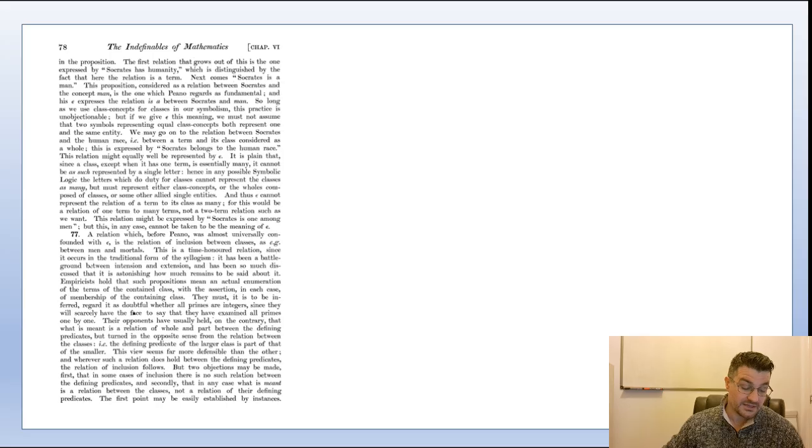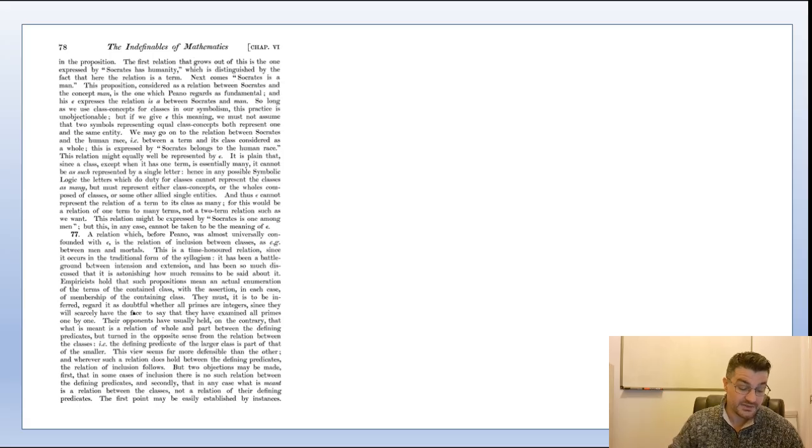The first point may be easily established by instances. The concept even prime does not contain as a constituent the concept integer between 1 and 10. The concept English king whose head was cut off does not contain the concept people who died in 1649, and so on through innumerable obvious cases.